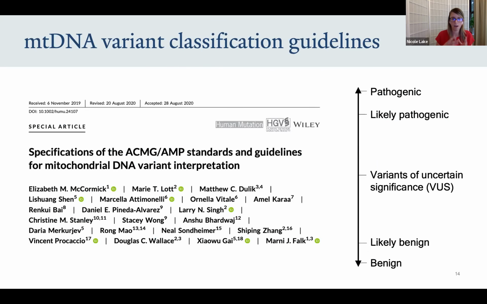So there are actually, a couple of years ago now, some specifications published for adapting the ACMG guidelines for variant classification to the mitochondrial genome. Because as I've alluded to already, the mitochondrial genome has a number of unique features which are important to take into account when you're assessing variants within it, and which means that you need a specialized process to do this.